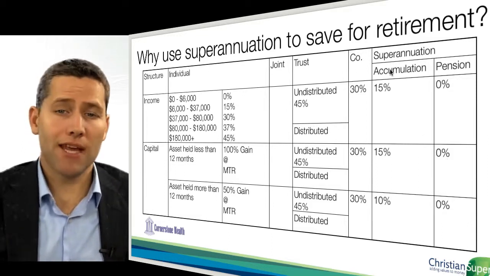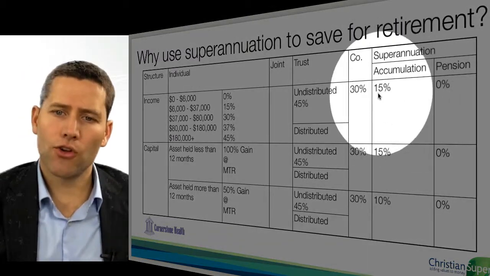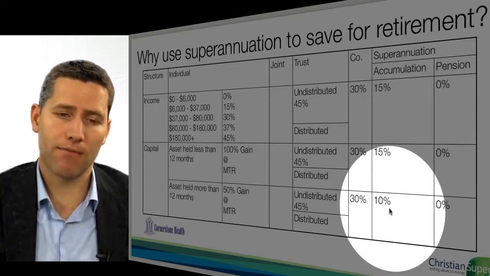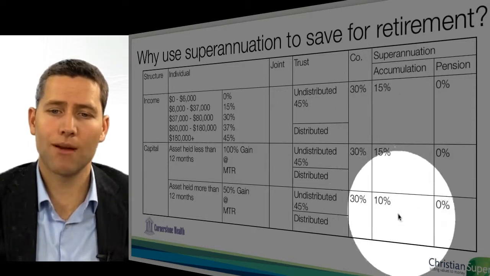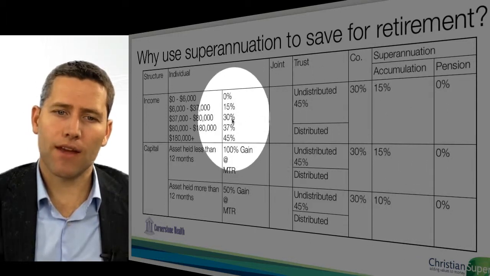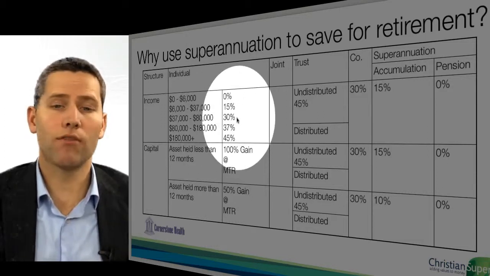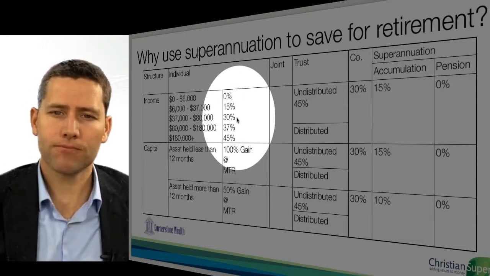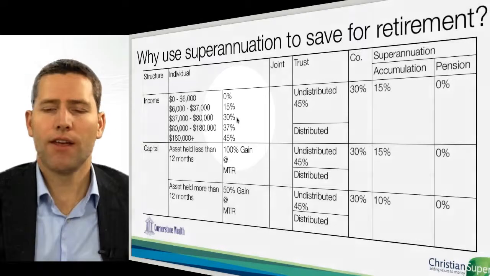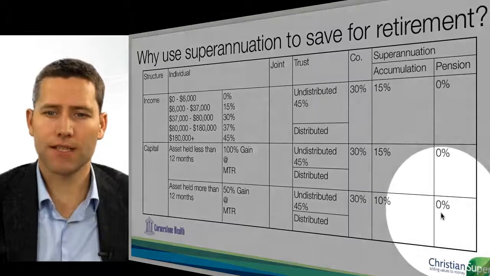So superannuation is a great place to hold retirement assets. Now, in accumulation phase, where you're putting money into your superannuation account, the tax rate on earnings is 15%, or on capital gains, if you've held them longer than 12 months, is 10%. So generally better than the tax rate of someone on the average wage or over the average wage. So that's why superannuation is such a good structure to invest your retirement savings. The 0% tax rate there.